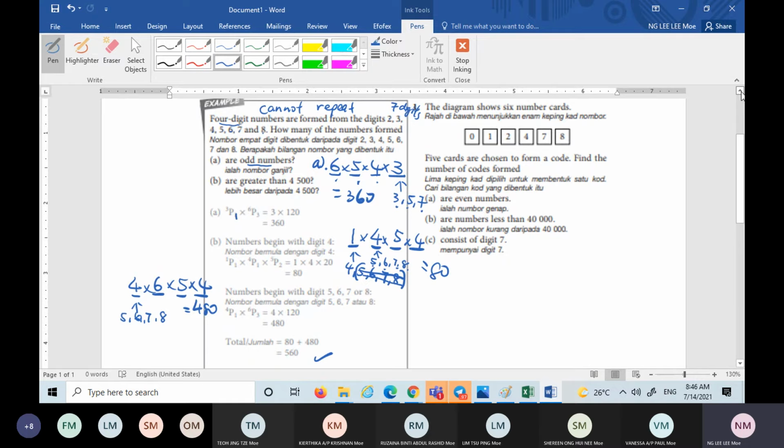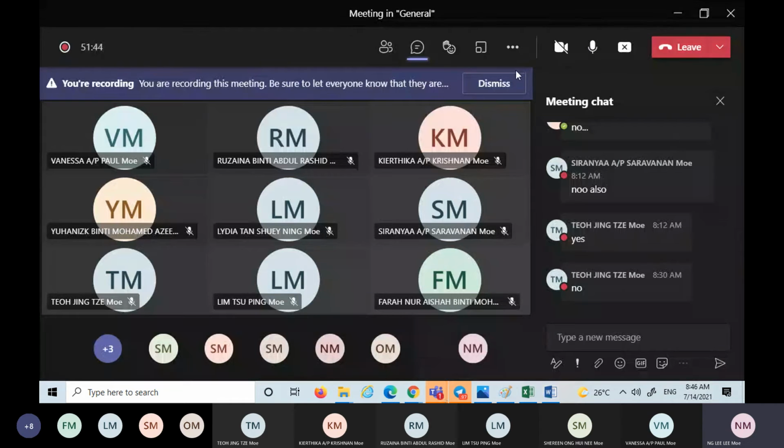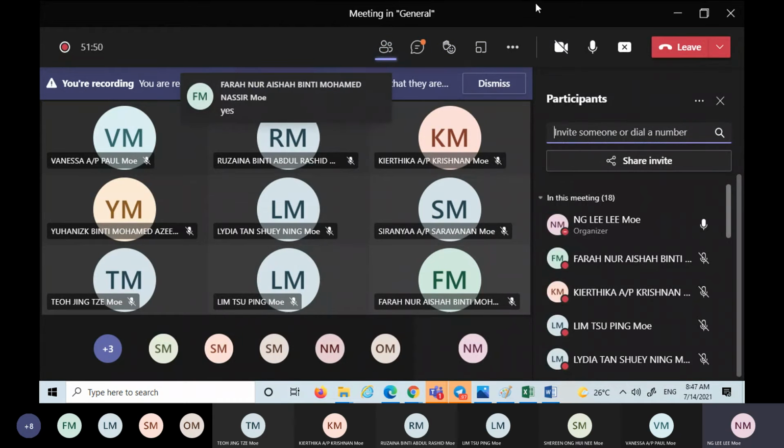So 6 choose 5. Okay, part A, even number. Okay, Farah here. I don't like to ask you questions because it's very slow. It takes time for you to answer my questions.